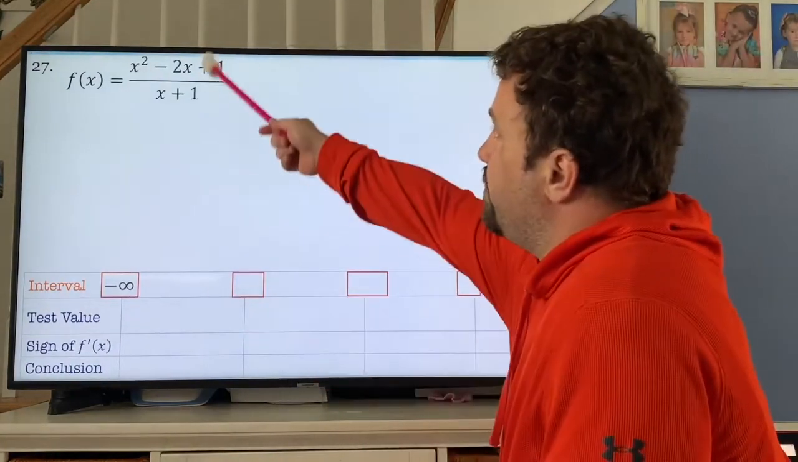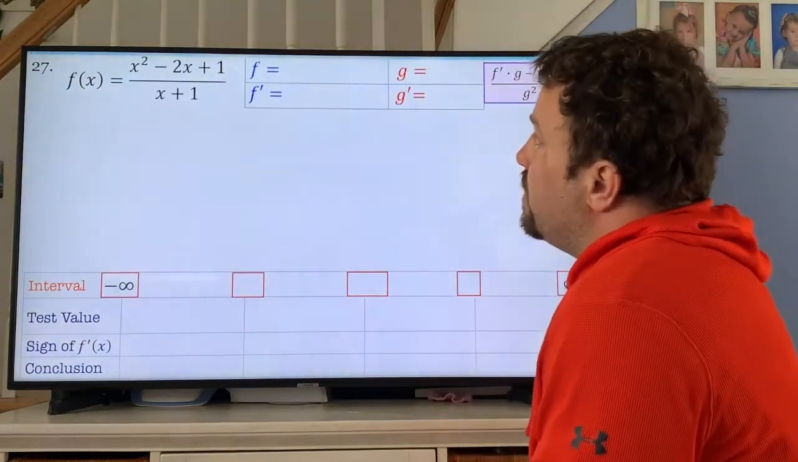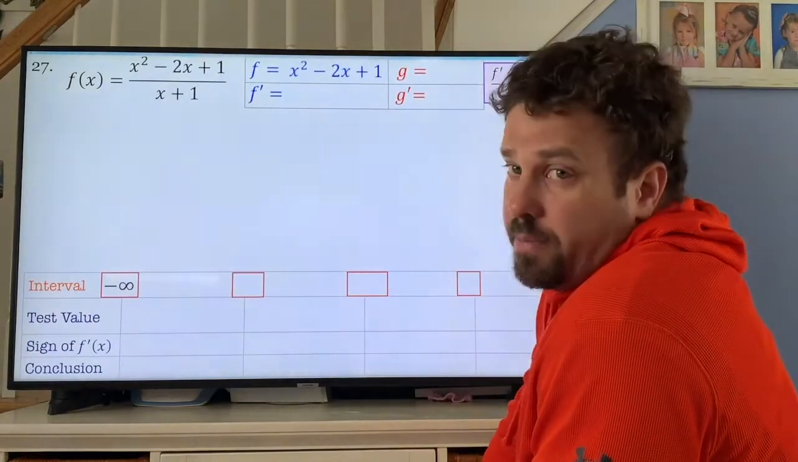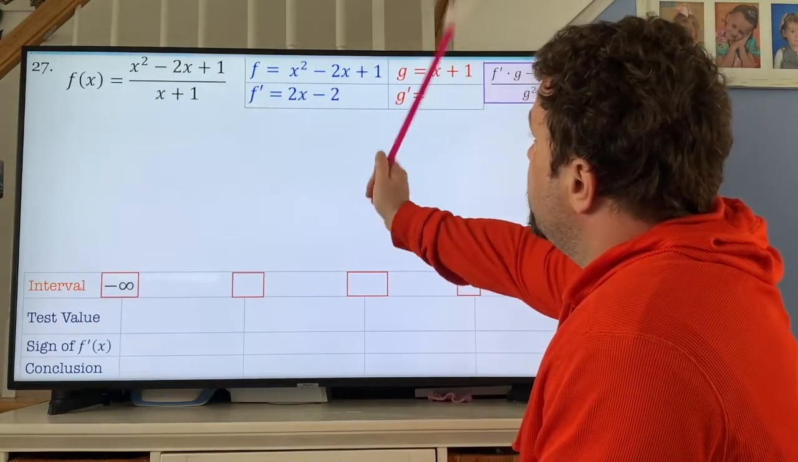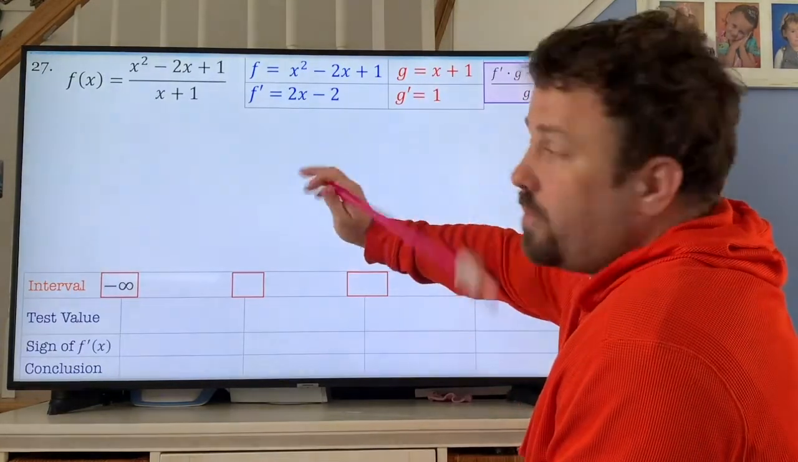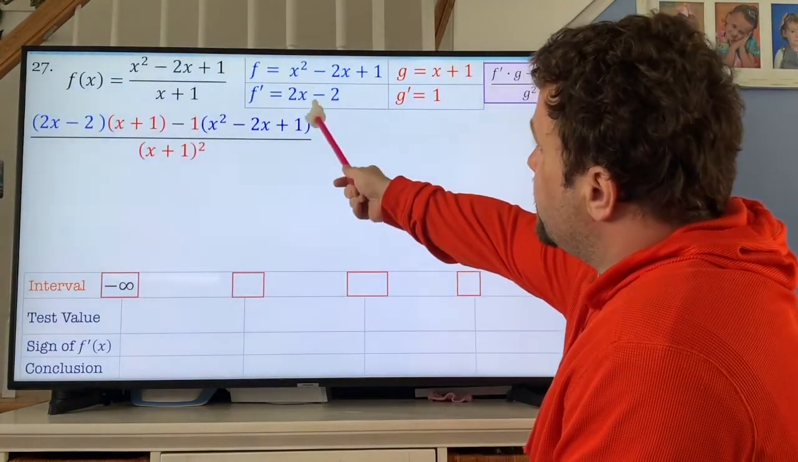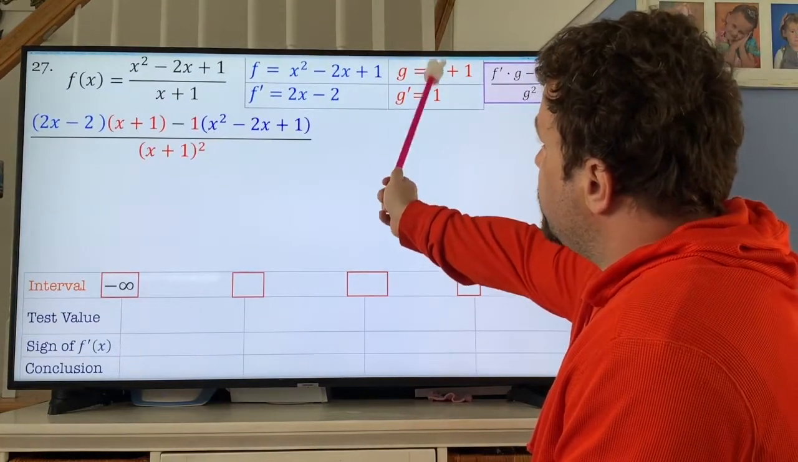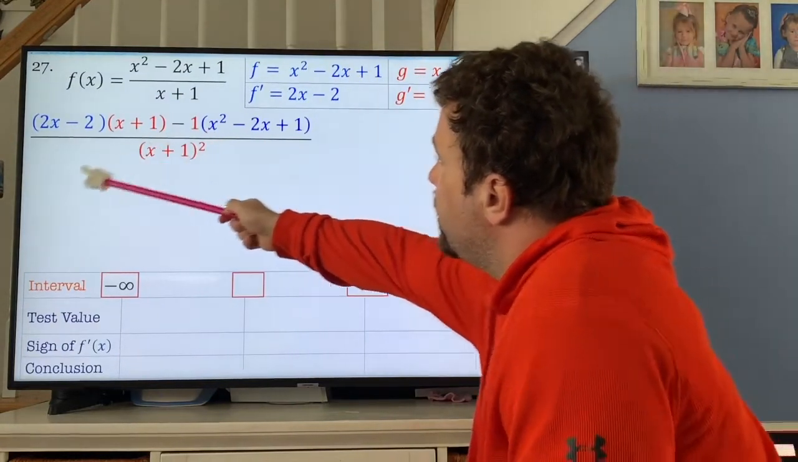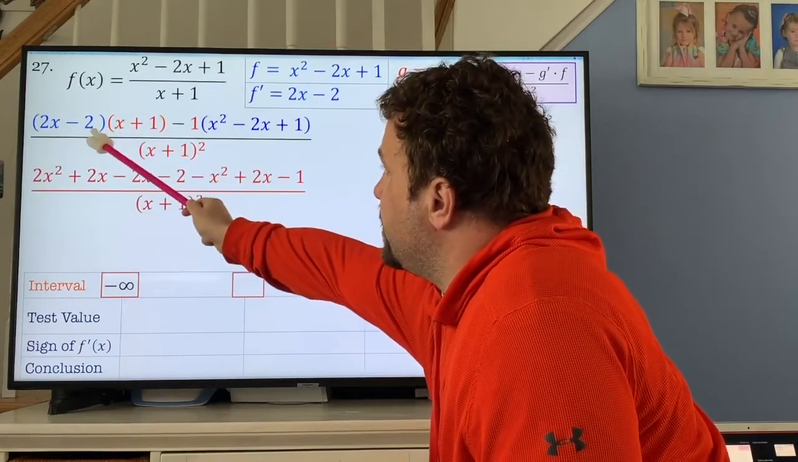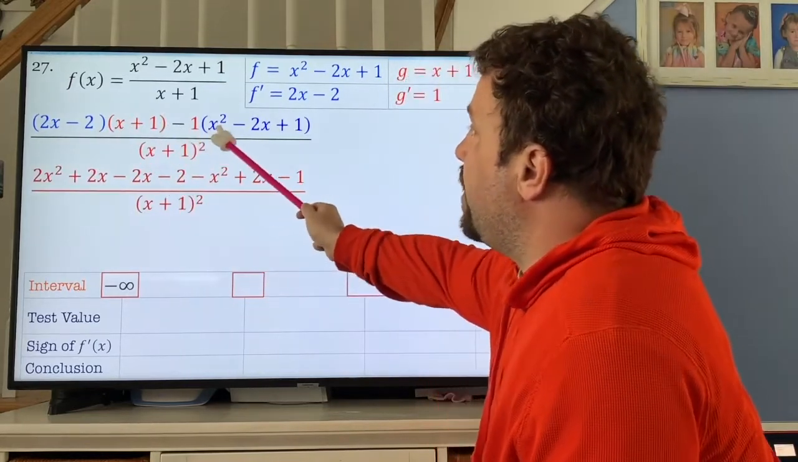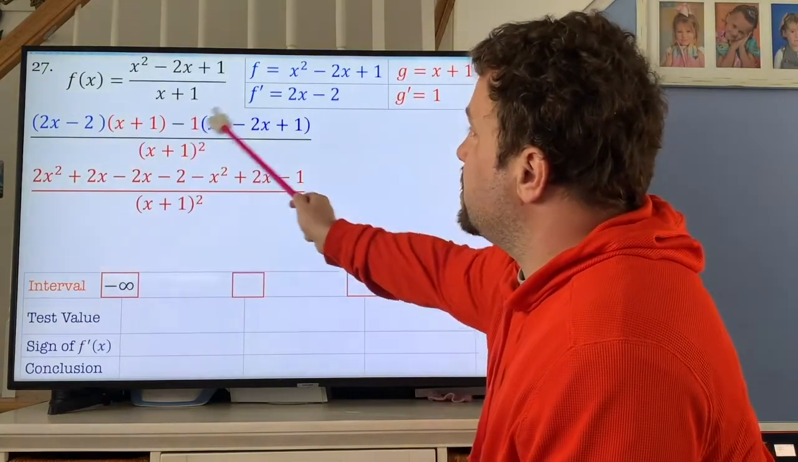Got it? All right. This one you have to use the quotient rule for. X squared minus 2x plus 1, x plus 1, 2x minus 2. Got it? 2x minus 2 times x squared plus 1 minus 1 times all that. 2x cubed plus 2x minus 2x minus 2 minus x squared plus 2x minus 1.